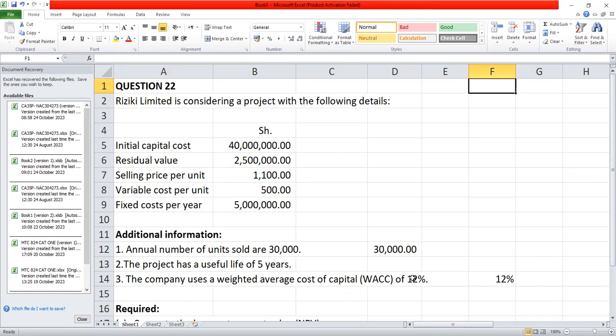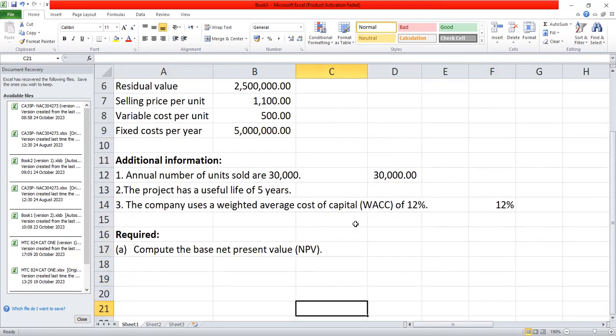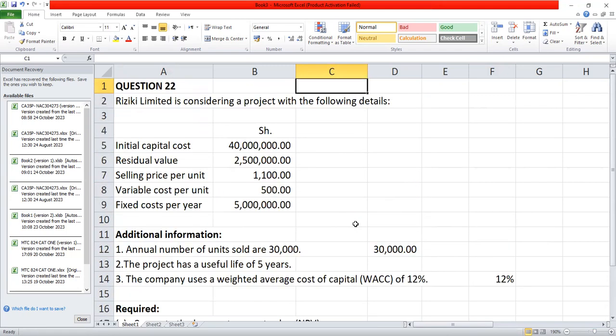So don't just worry about these figures. I just write them there for ease of copying the formula. Part A is to compute the base net present value. Now, for us to compute the net present value, this project has 5 years. We are not being given the cash flows, so we need to get the cash flows.